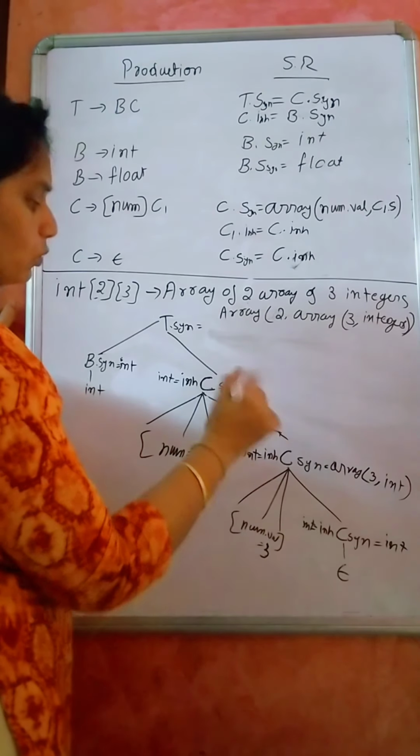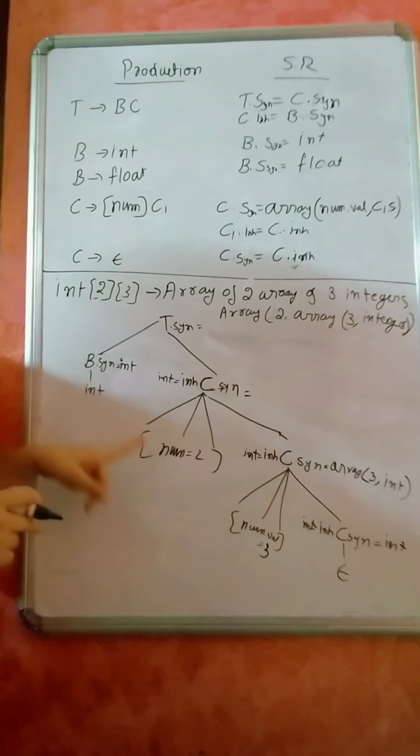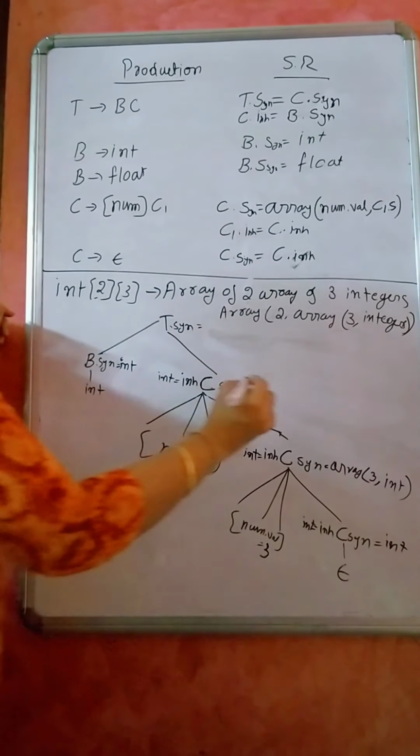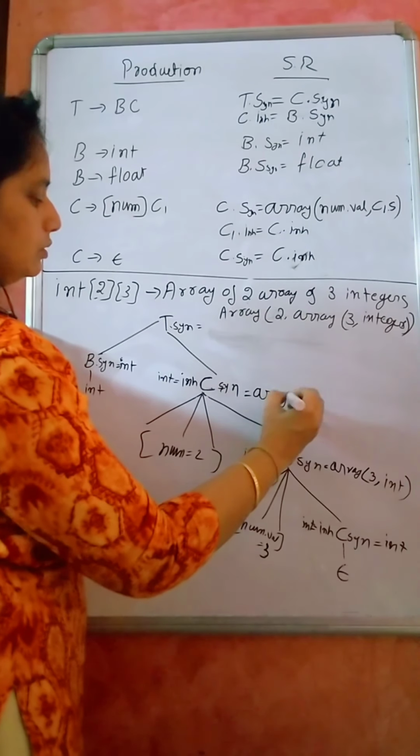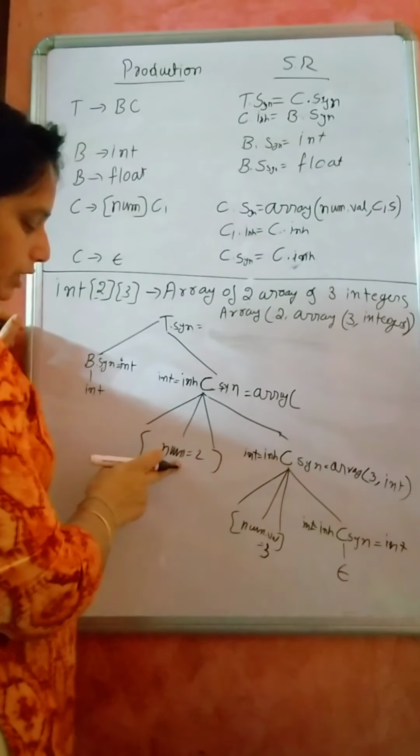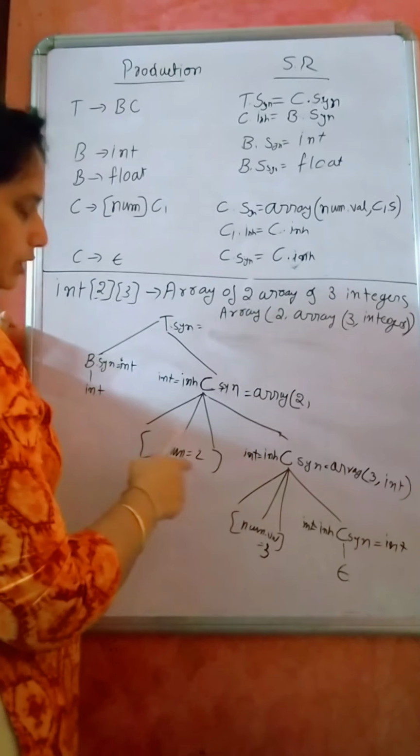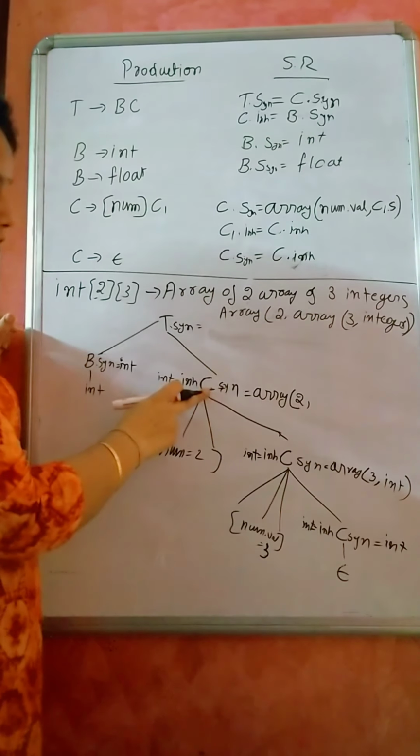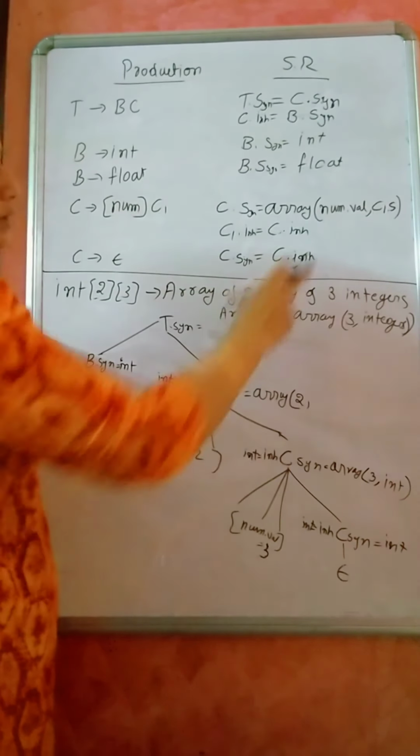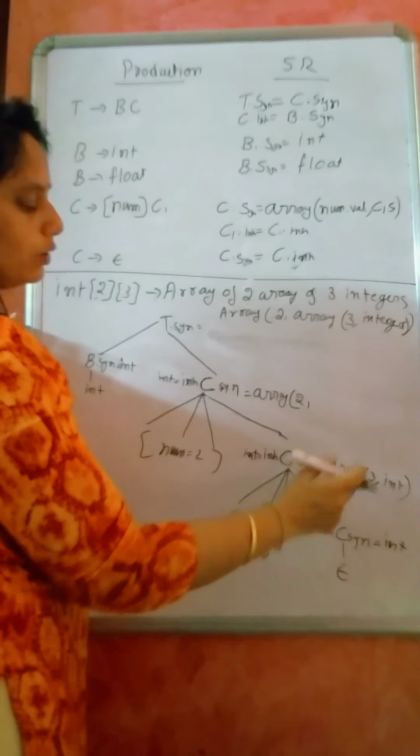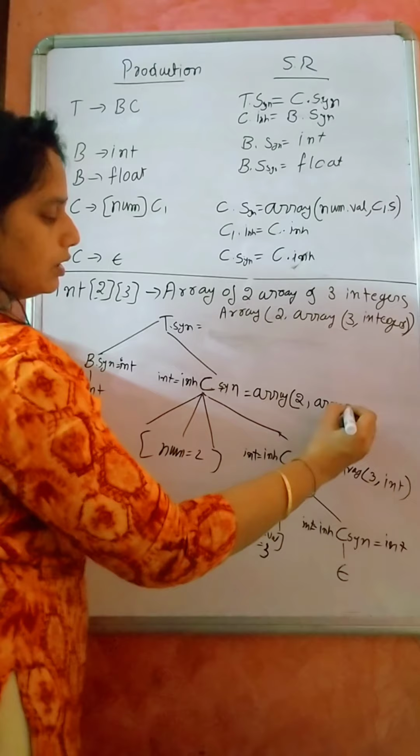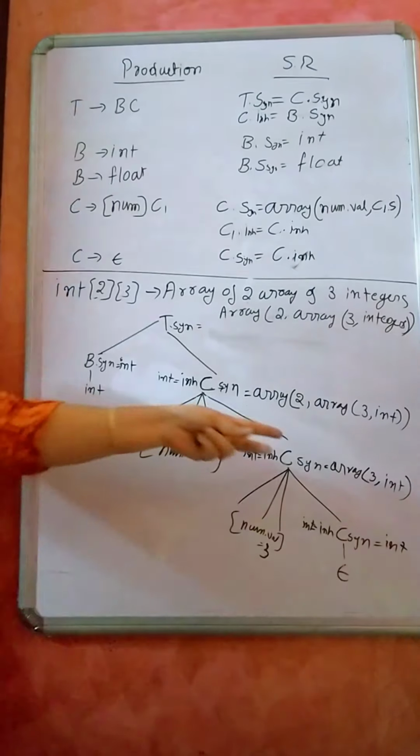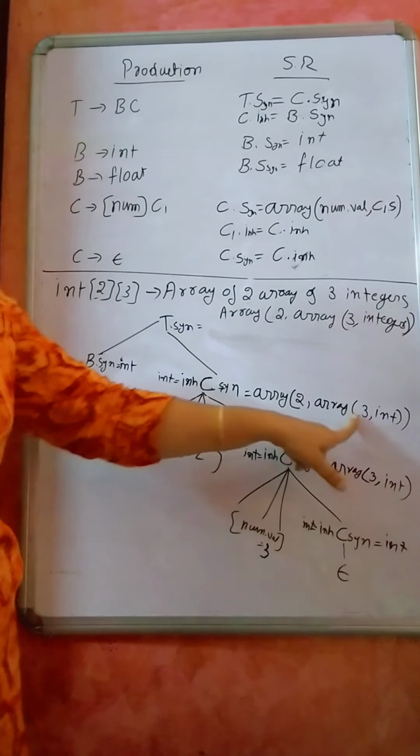Okay. Now when I am using this particular production, C determines this, what is its synthesis value? It is array of num dot value. What is the num here? 2. C1 dot synthesis. Where is the C1? Body of the production. So synthesis value of that is nothing but an array of 3 of int. We got it. We wanted that only, no? It is array of 2, array of 3 integer.